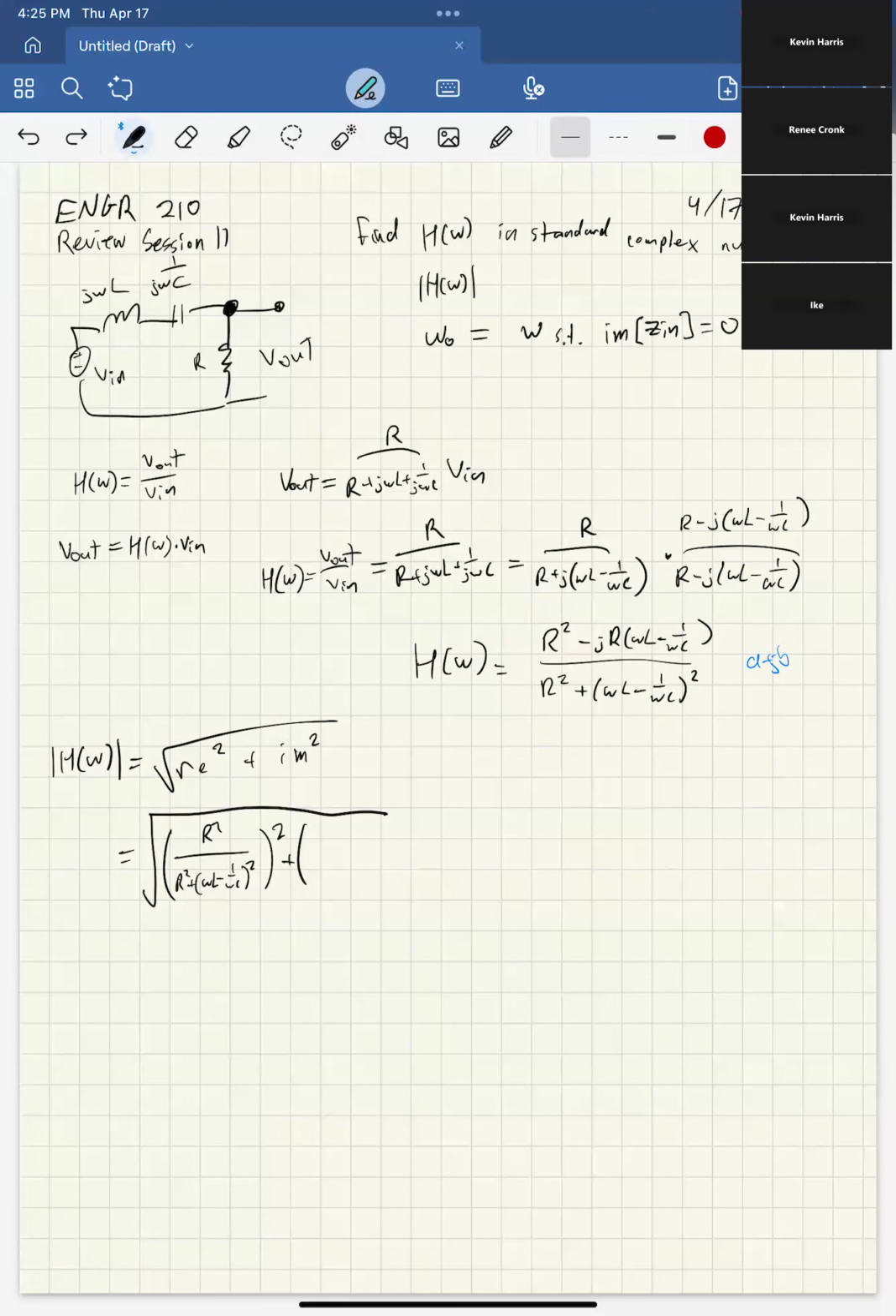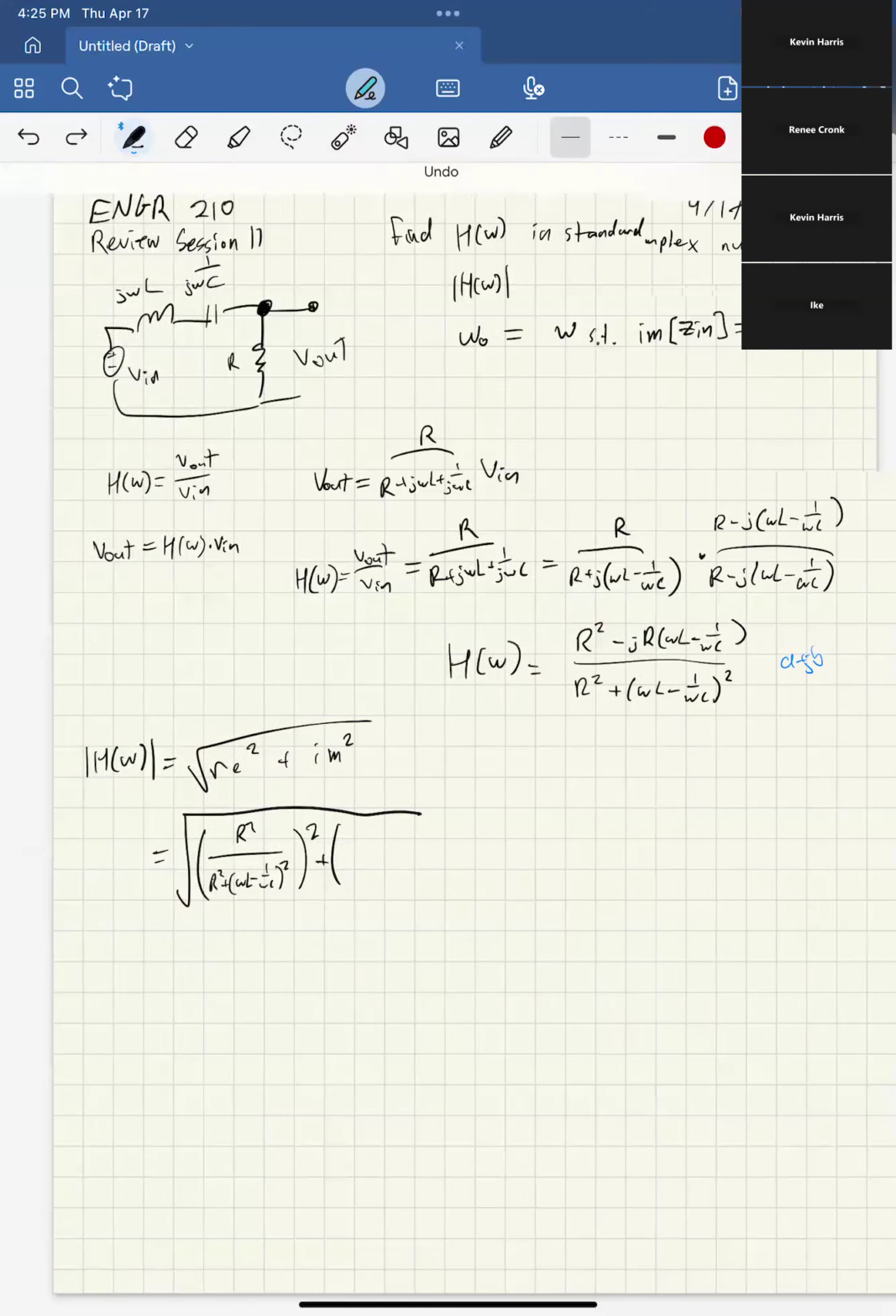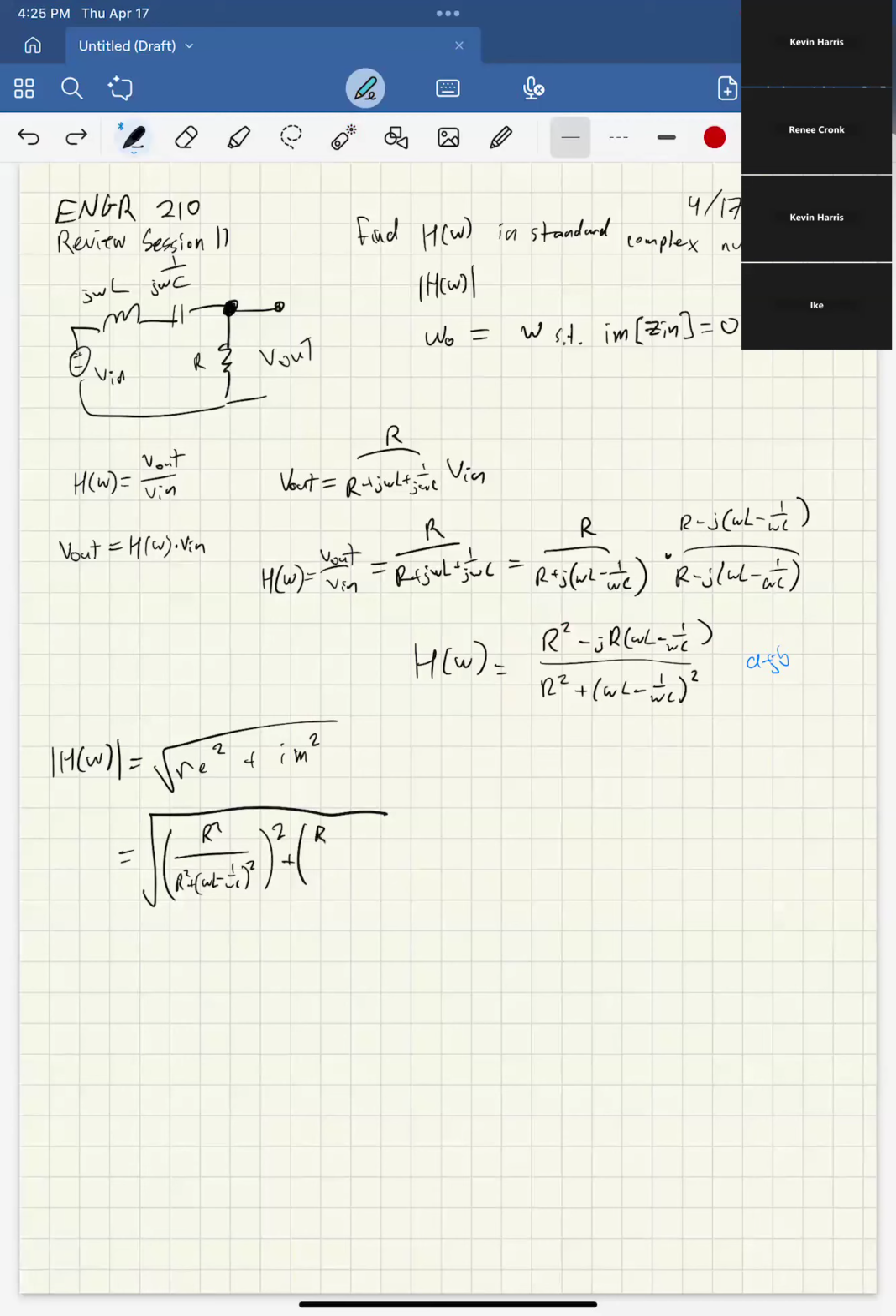And when it says the imaginary part, we don't care about the j. So this is very simply R times omega L minus 1 over omega C, over R squared plus omega L minus 1 over omega C squared. It's a big expression, but it's pretty straightforward how I got to it. And this is almost enough, but they said to simplify it a bit more.